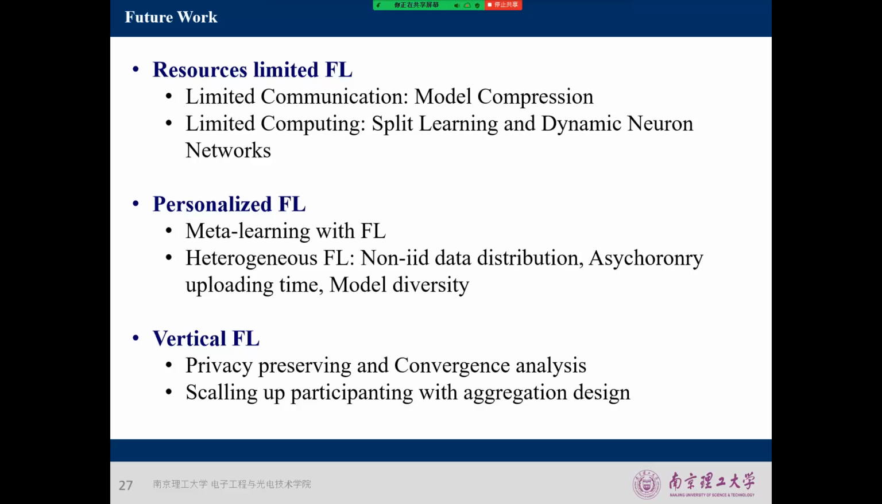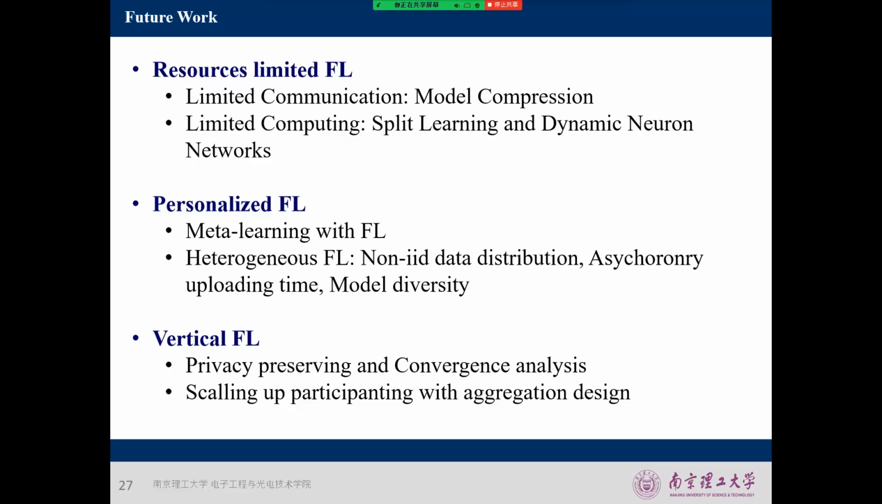And the third one is vertical FL. Vertical FL is quite hot in China because some companies already use vertical FL with homomorphic encryption or SMC, secure multi-party computation, technology to do the projects. And there also needs to be privacy preservation and convergence analysis. Also, the current structure cannot ensure a large number of participants attending in vertical FL. Typically, the number is maybe 2 or 3 companies. So there are scaling up issues with robust aggregation designs.